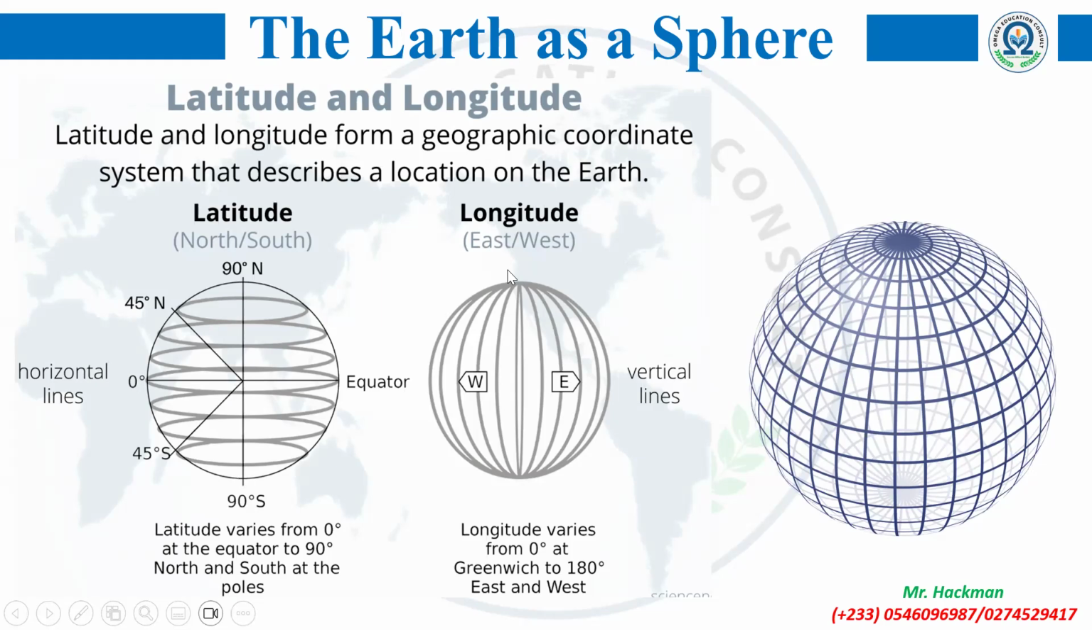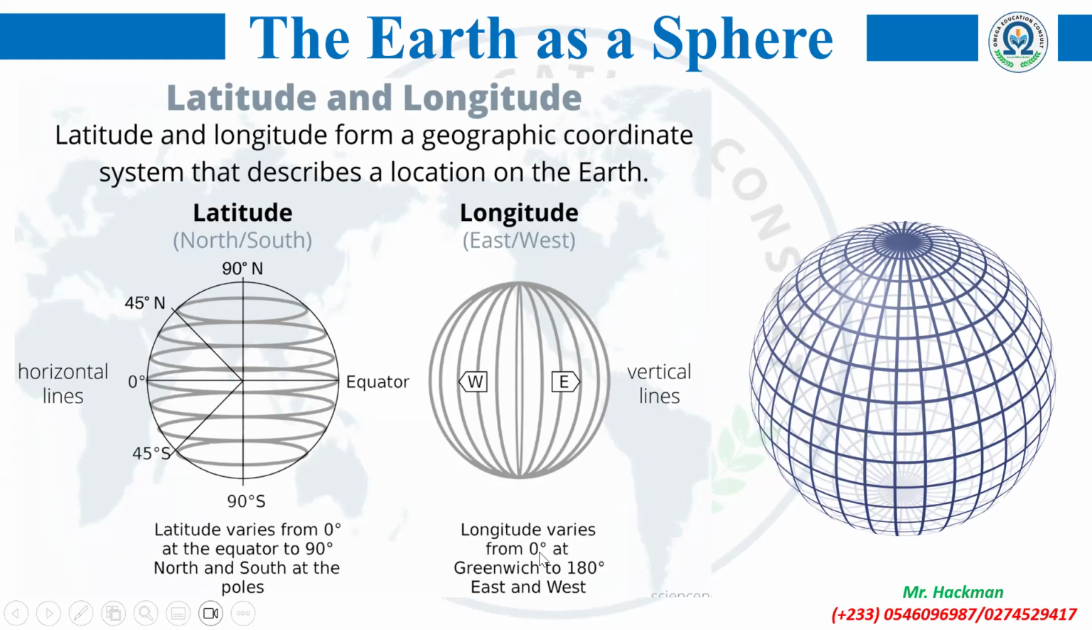Then you come to longitude. Longitude will also be imaginary lines that we measure east and west of a vertical line, and that vertical line is what we call the Greenwich Meridian. Like I said, the latitude is measured north and south of the equator, which is the baseline. However, longitude is measured east and west of the Greenwich Meridian.